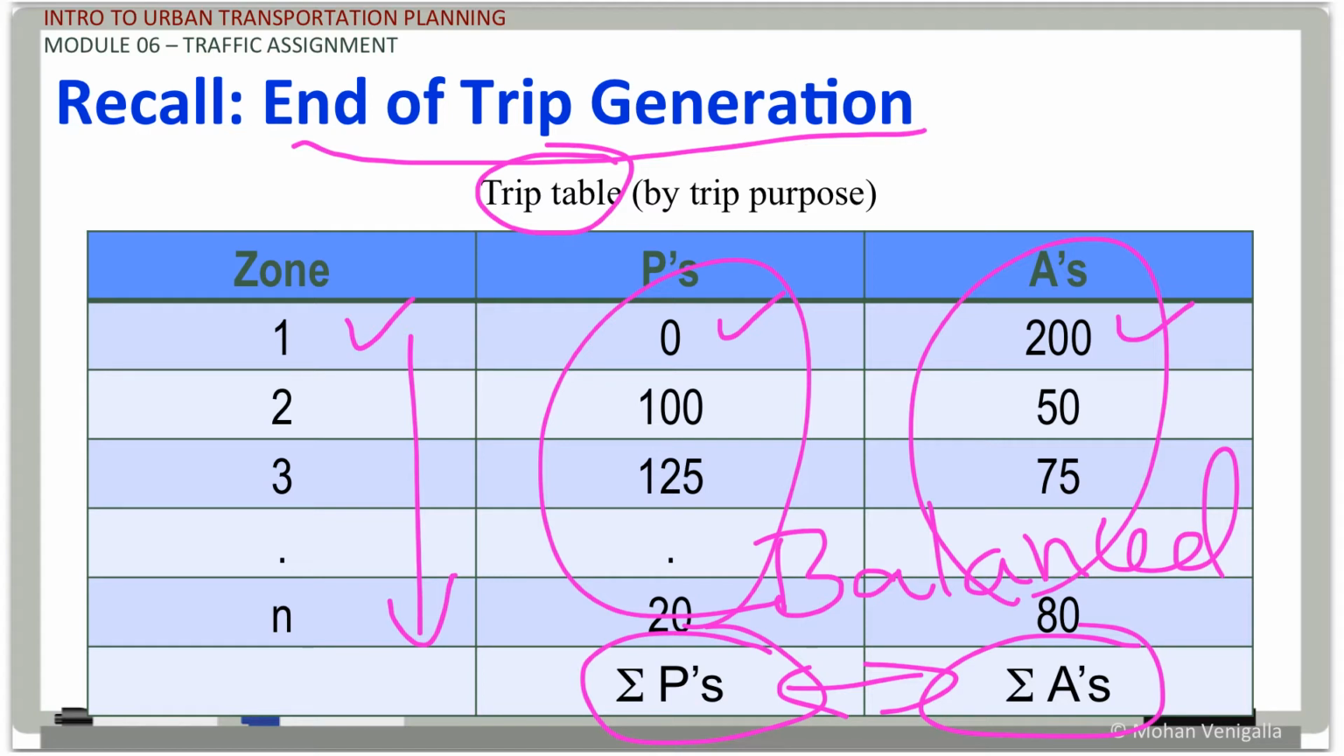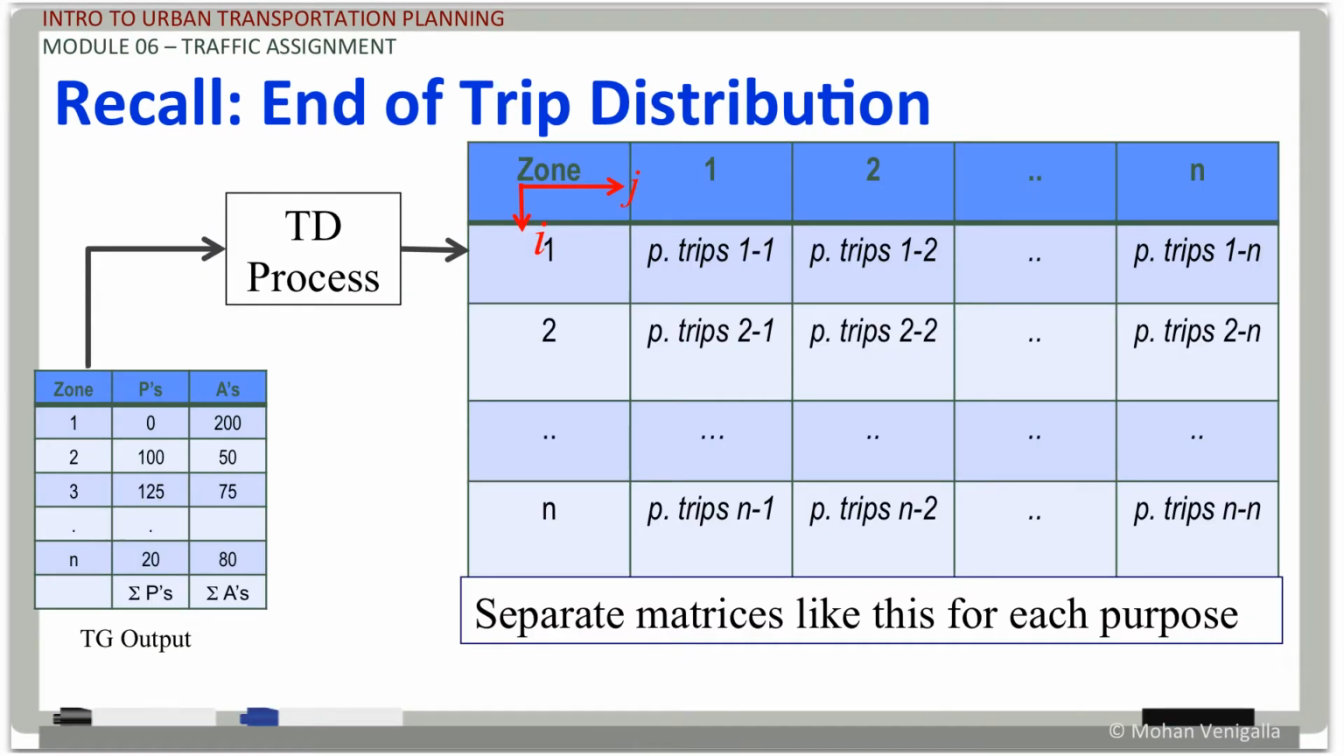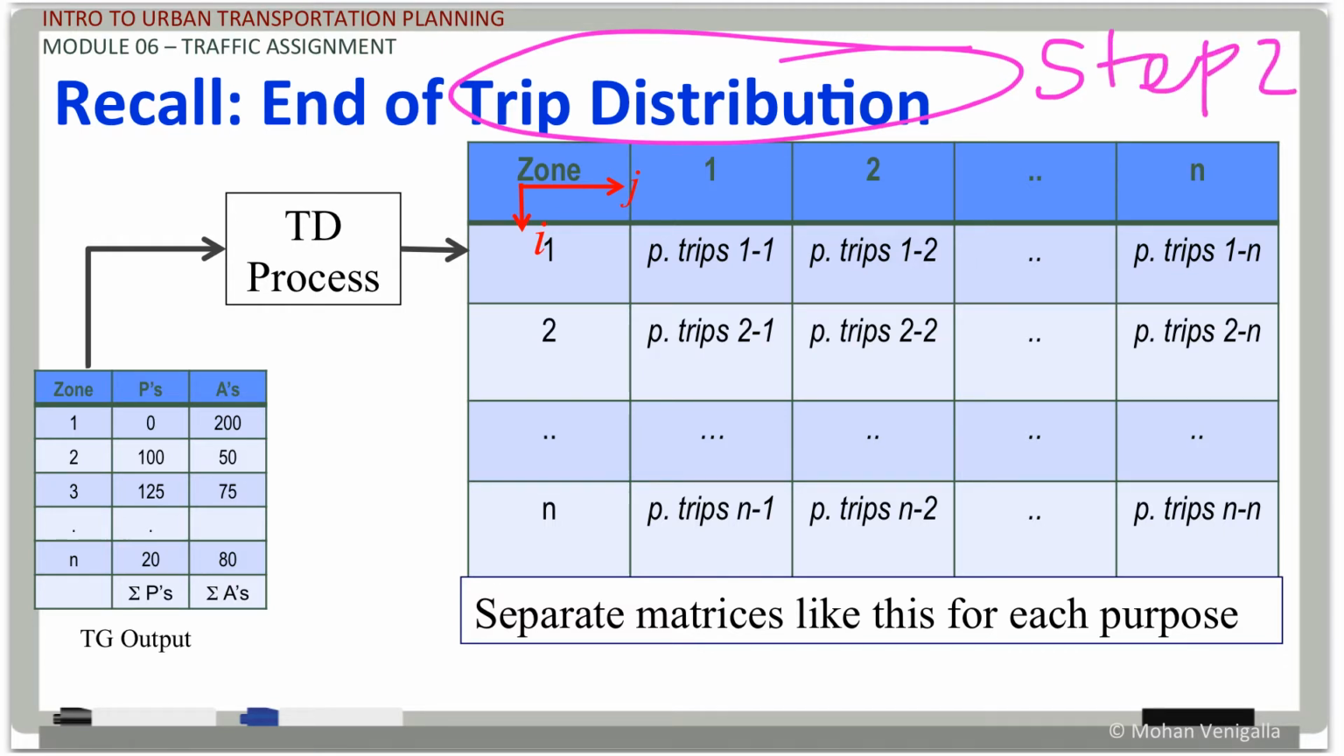wait a minute, not step 3, this is module 3. So this is step 1. Okay, I know I misspoke. Step 1, output of step 1 is going to be input of step 2, which is trip distribution. This is step 2. So the output of trip generation comes to this process called trip distribution process. So remember the gravity model, etc.